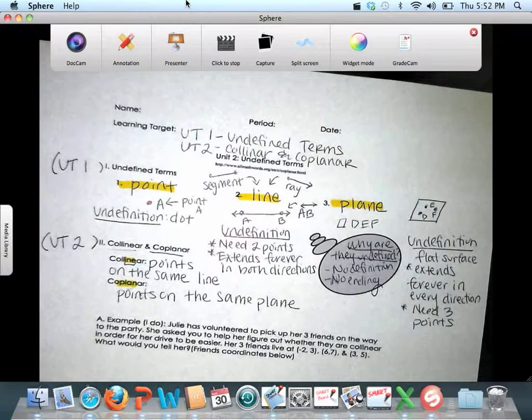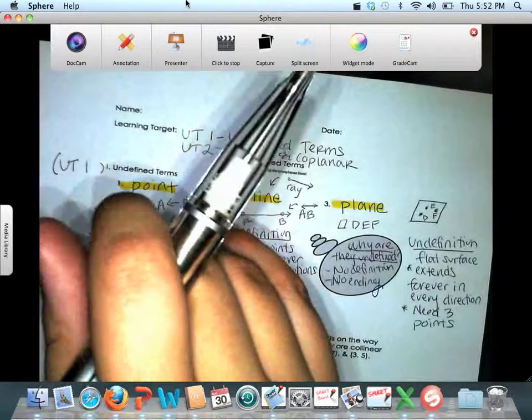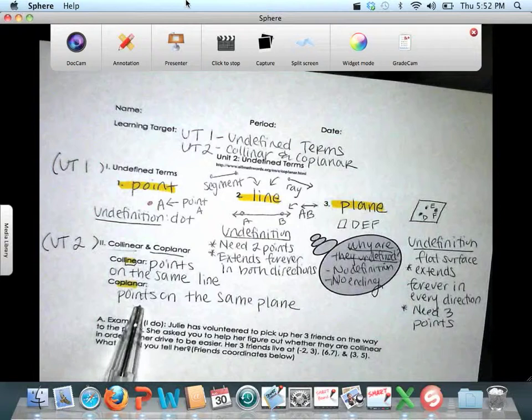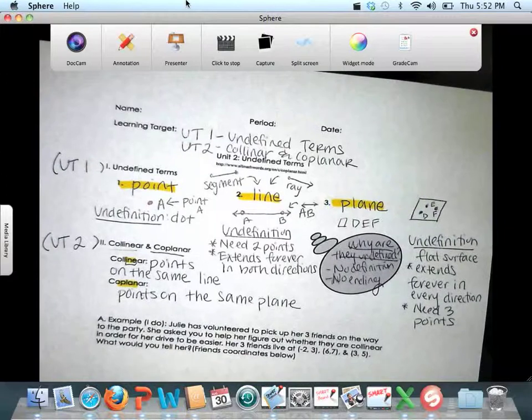So these would be like points all in a row, right? Because if you connected them, they would all be on the same line, right? Now these points would all be on the same plane. So like imagine a table is a plane, right? All the balls on the table would be on the same plane.